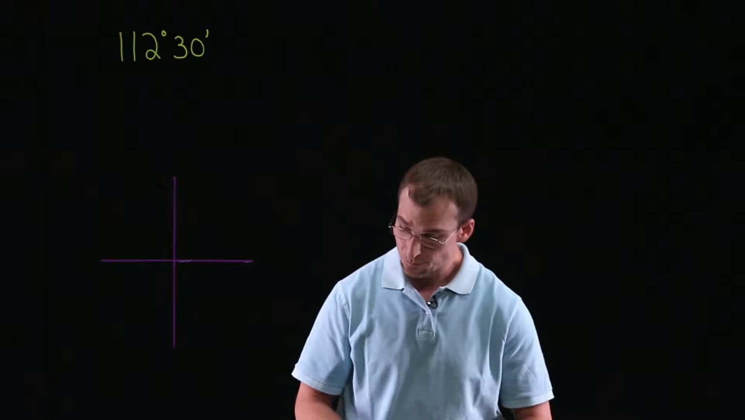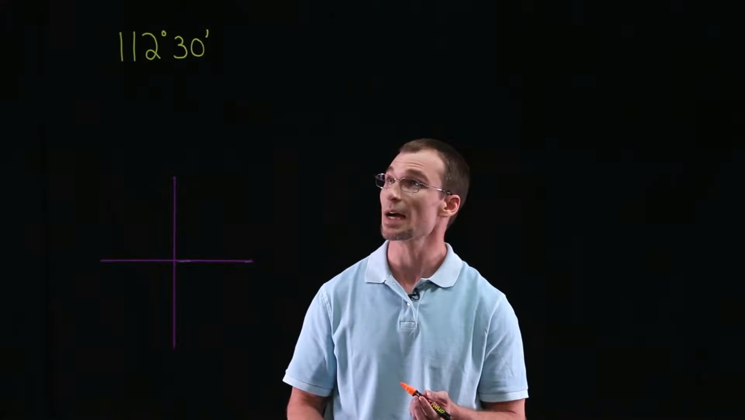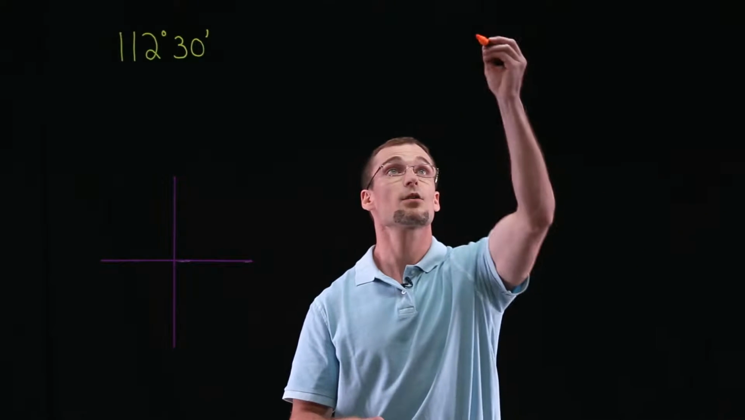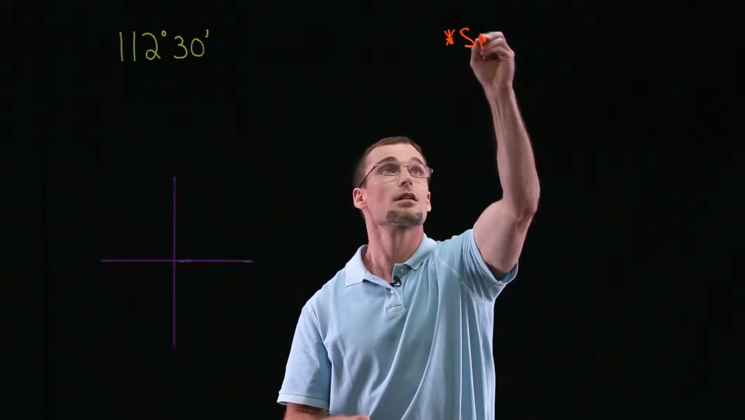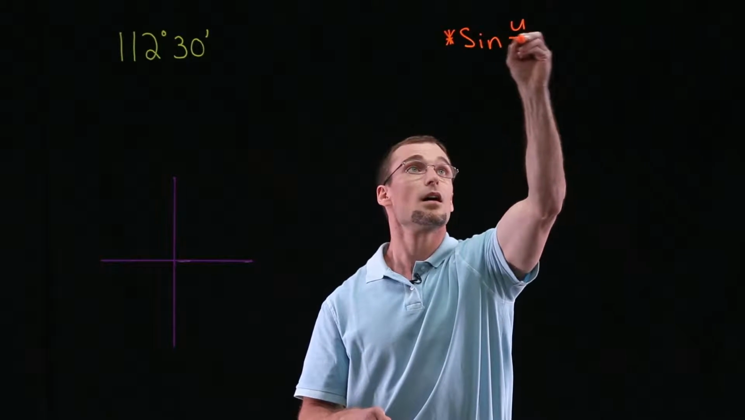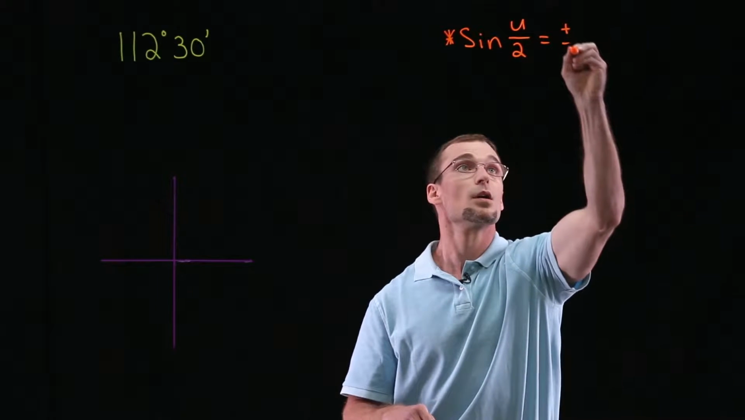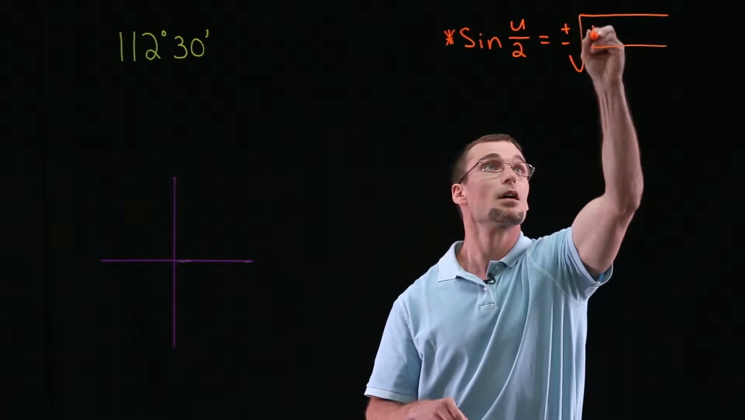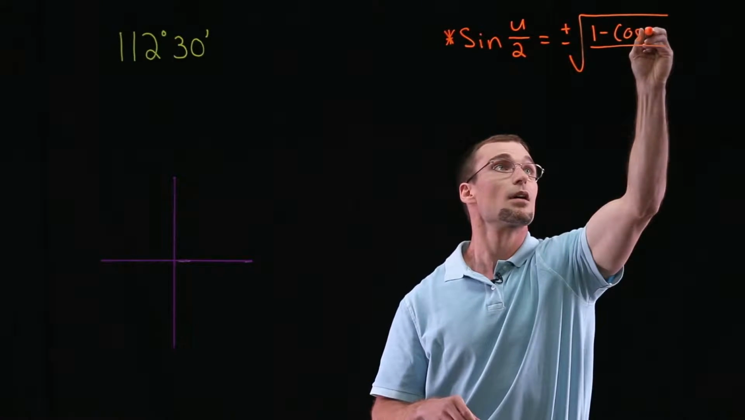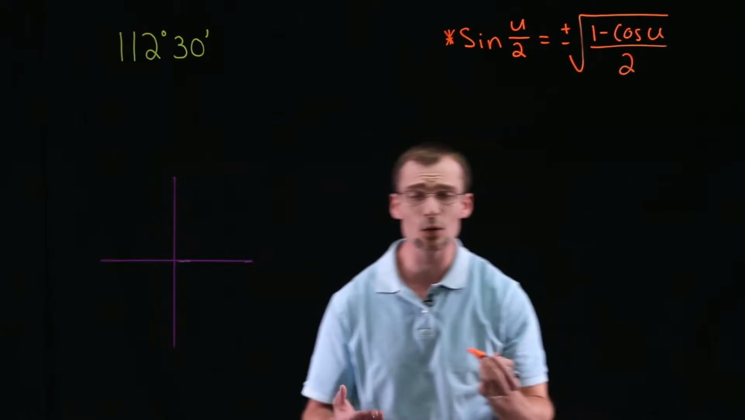So to get us started, we'll go ahead and look at our values of sine. Now, we know the half angle formula for sine. So sine of some u over 2 is equal to plus or minus the square root of 1 minus cosine of our u divided by 2. So how are we going to use this?